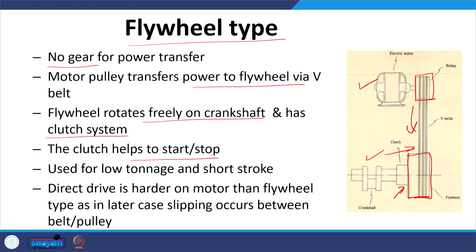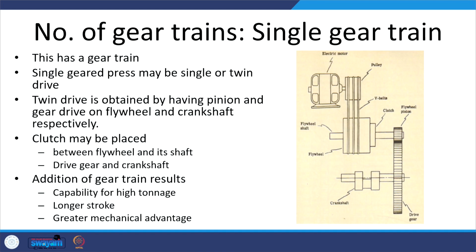The clutch allows the start and stop action and it is used for low tonnage and short strokes, but in this case the direct drive is harder on the motor than the flywheel because in the latter case, in case of the flywheel, there is some scope for slipping of the belt over the pulley in case of overloading. So, the flywheel arrangement causes much lesser overloading onto the motor as compared to the direct drive. So, direct drive is harder on the motor than the flywheel type of arrangement because of the possibility of slip action, especially when the operation is taking place.